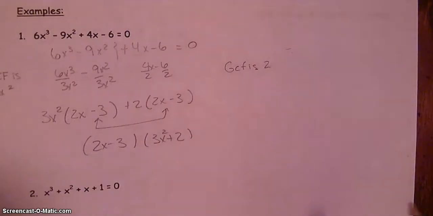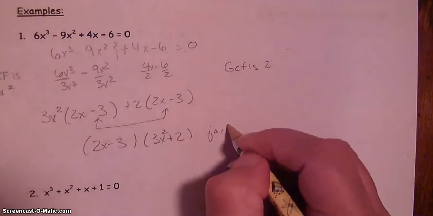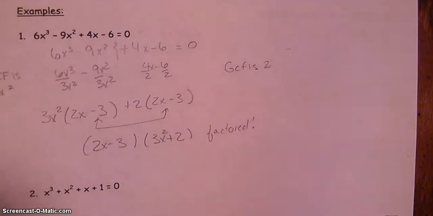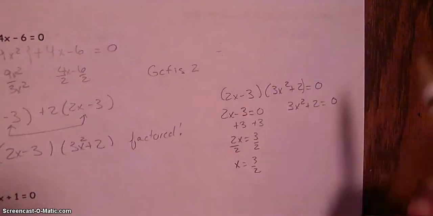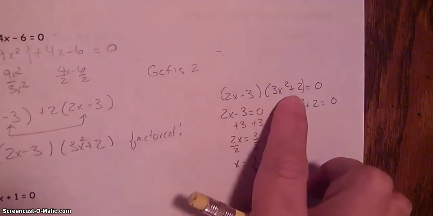3x squared plus 2 cannot factor anymore, so this is totally factored. So that is that equation factored. Okay, so I factored that polynomial, and let's solve it. To solve it, remember we said each factor is equal to 0.